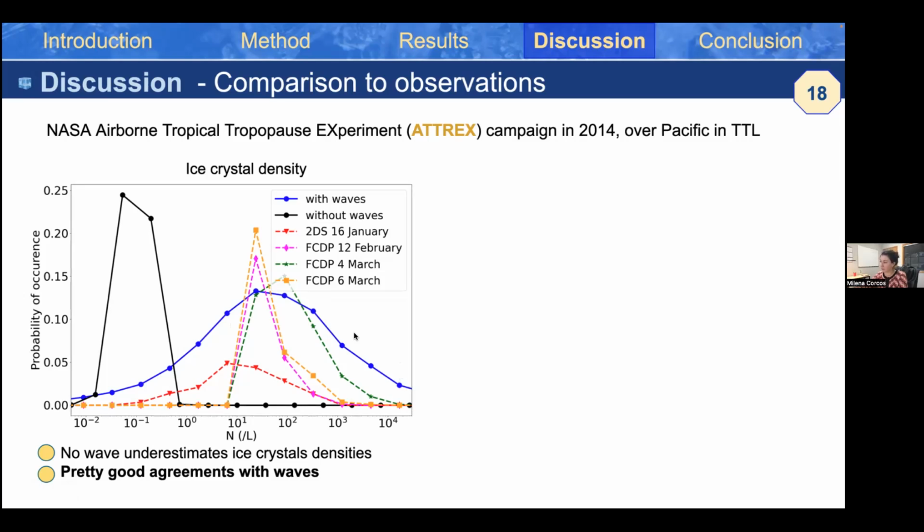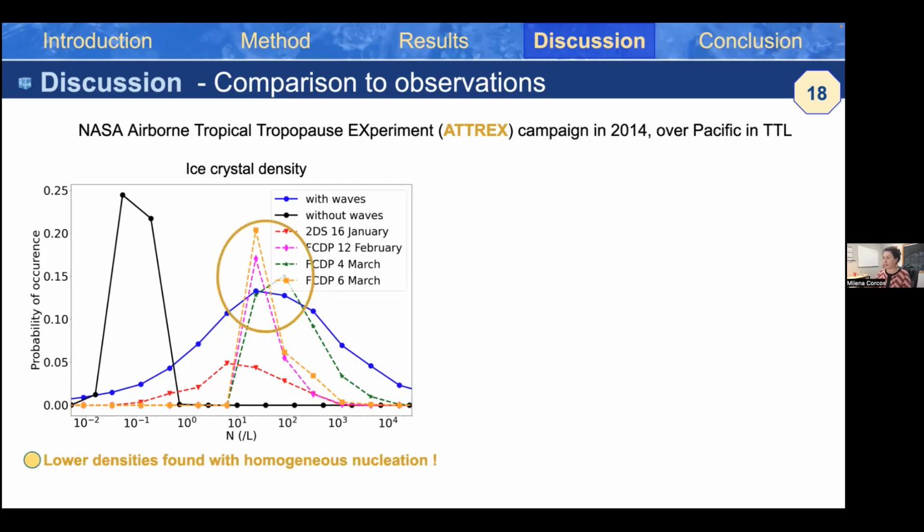One main difference is that we overestimate the highest densities, but we can explain that by the fact that these very high densities are from very fresh nucleation events with very high cooling rates that are hard to observe. But the most interesting feature of this figure is how we are actually fitting pretty well the lower densities between 10 and 100 crystals per liter. And that is interesting because usually these lower densities are explained by the presence of heterogeneous nucleation, when we manage to have them with only homogeneous nucleation.